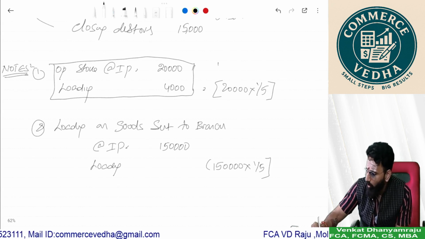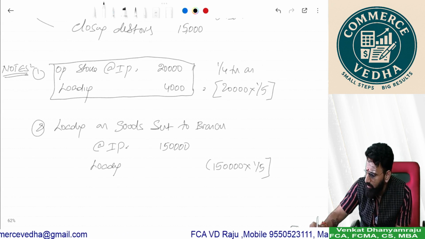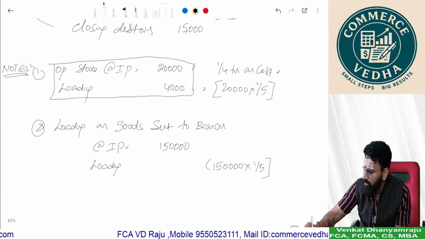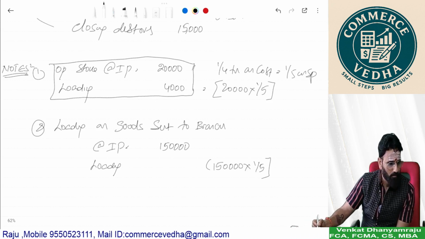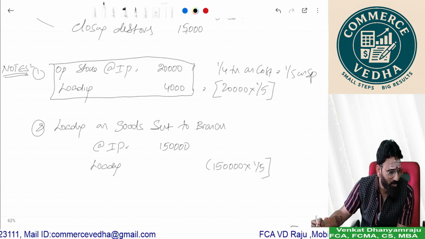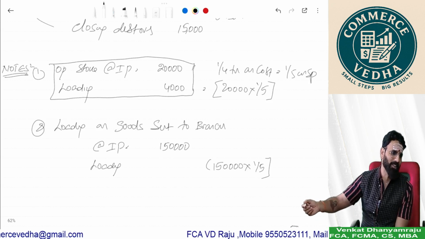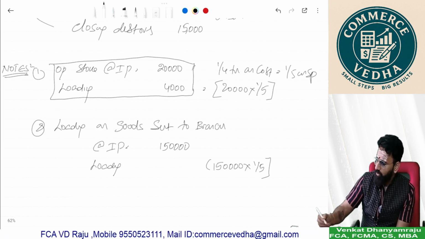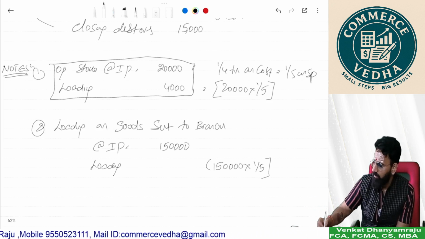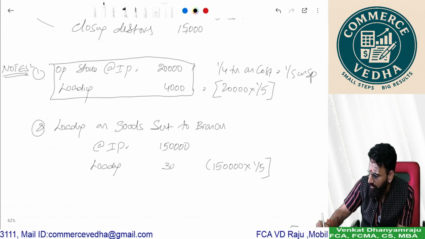Alright, 1/4 on cost equals 1/5 on selling price. Isn't it? 25% on cost equals 20% on selling price. 20% selling price is 1/5. Right? So 1,50,000 into 1 by 5 is 30,000, which is the loading.